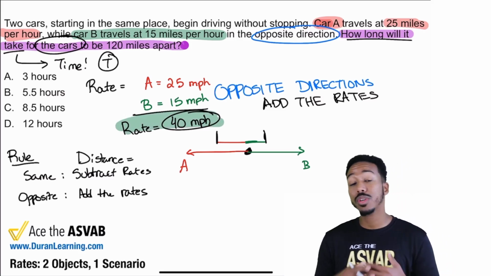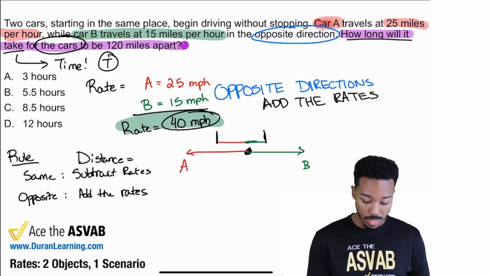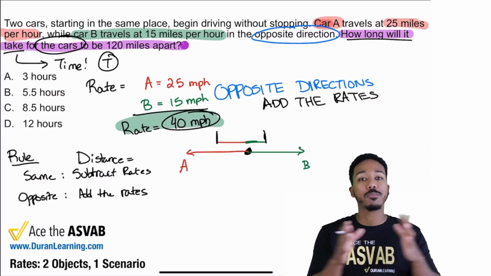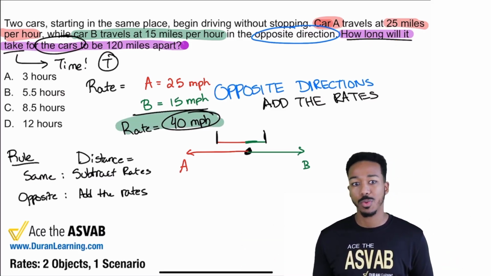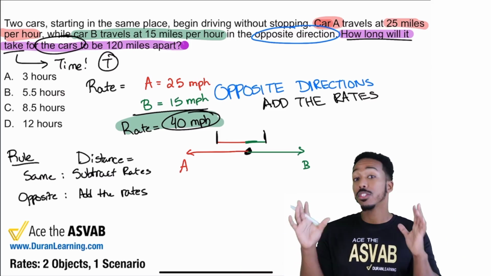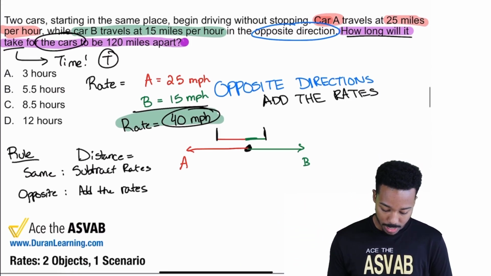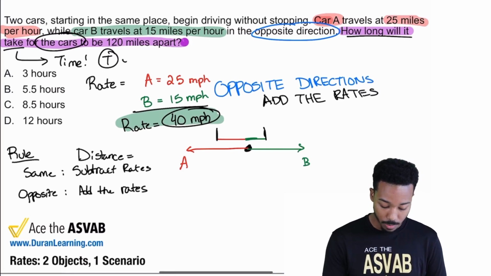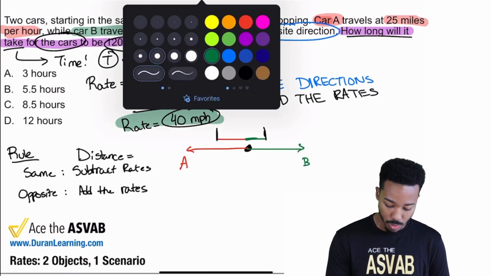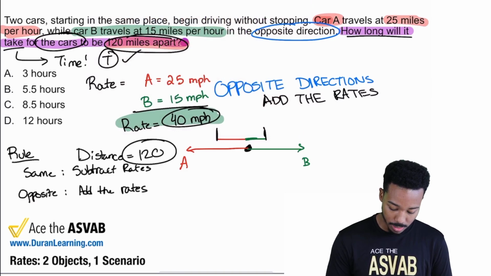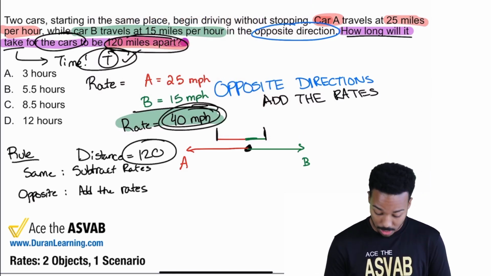And again, the only reason we knew we had to add these rates to begin with is because we're trying to figure out how long it's going to take for the cars together to be 120 miles apart. So we know it's one scenario that we're dealing with, two different objects, two cars here. What is the time? Well, we're looking for that. What is the distance? Right there, 120. My rate is 40. I'm looking for time. Let's go ahead and fill it in.